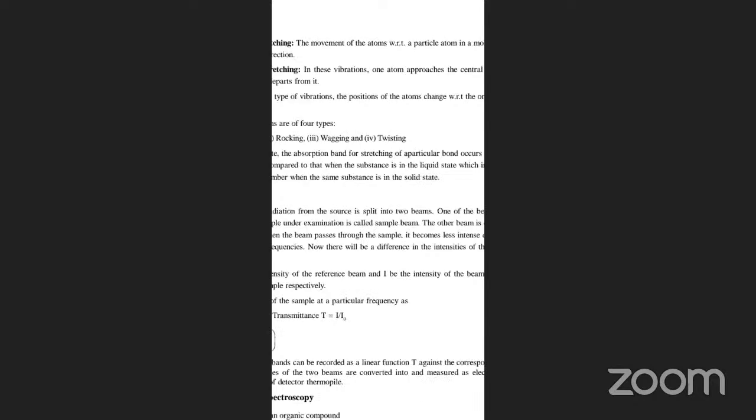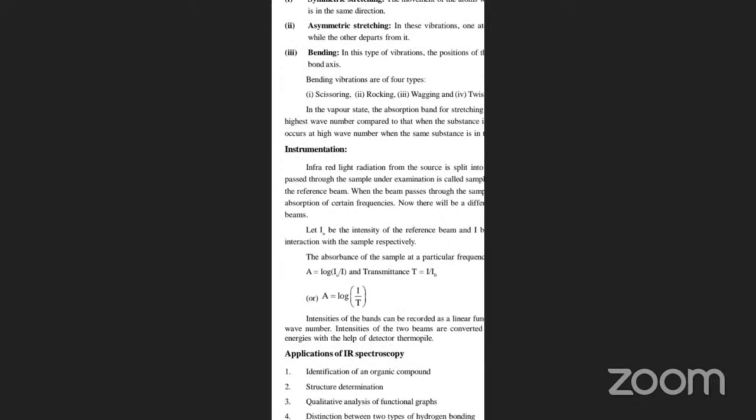Instrumentation. Infrared radiation from the source is split into two beams. One of the beams is passed through the sample under examination and is called the sample beam. The other is called the reference beam. The beam that passes through the sample is less intense due to the absorption of certain frequencies. Now there will be a difference in the intensities of the two beams.